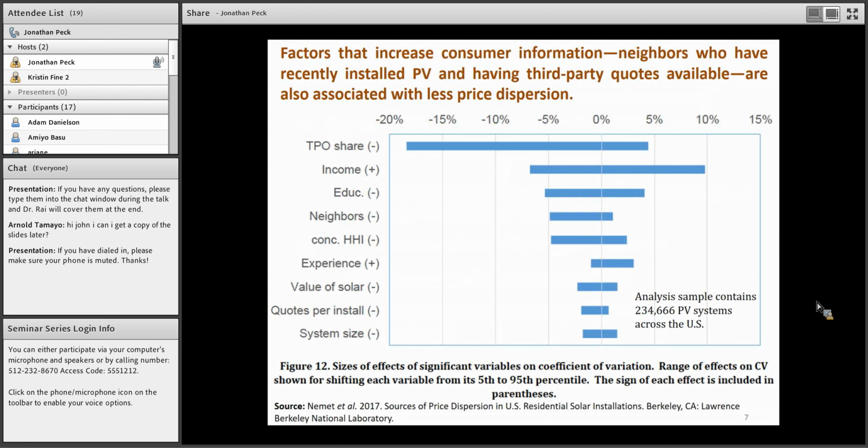So let's dive in with some data. This is almost hot off the plate. This paper was released earlier this month or late in May. It uses a data set of about 250,000 installed PV systems across the US. So really large data set representing systems installed in about 34 US states.